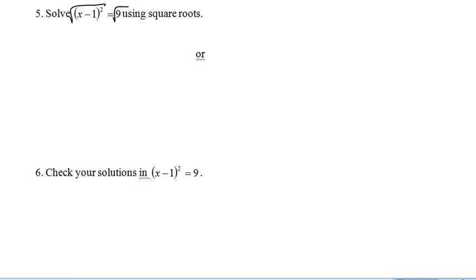Okay, exactly the same as our last question. So I'm going to square root both sides. And I get, oops, I should go up here first. The absolute value of x minus 1 is going to equal 3. So x minus 1 is going to equal 3, or x minus 1 is going to equal negative 3 to make that true.